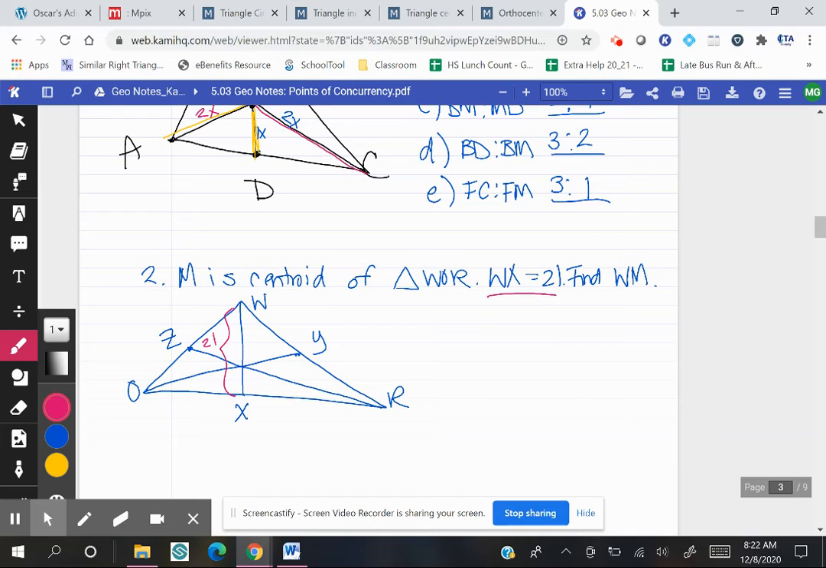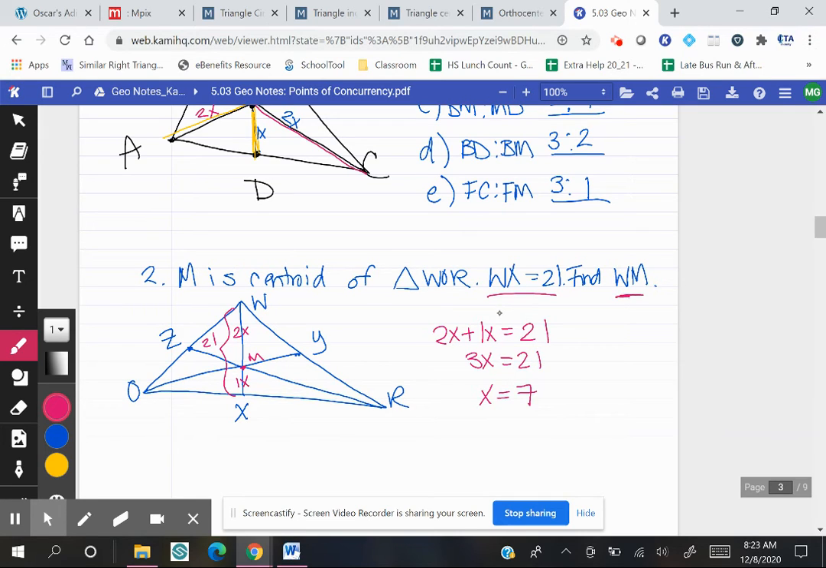So we know WX is 21, so this whole thing is 21. Again, I know from the vertex to the centroid is 2x, and then from the centroid to the midpoint is 1x. So now I'm just going to take those 2x plus 1x and set them equal to 21. So I get 3x equals 21, divide by 3, I get x equals 7. Oh, I didn't put the M in there, sorry about that.